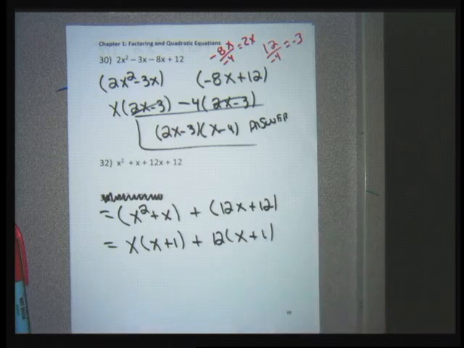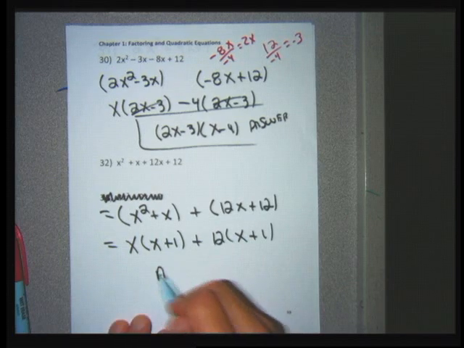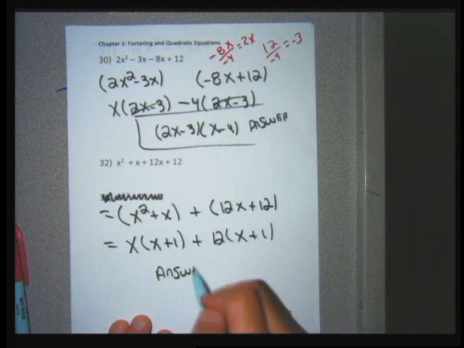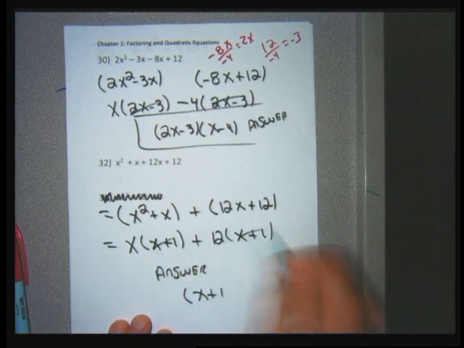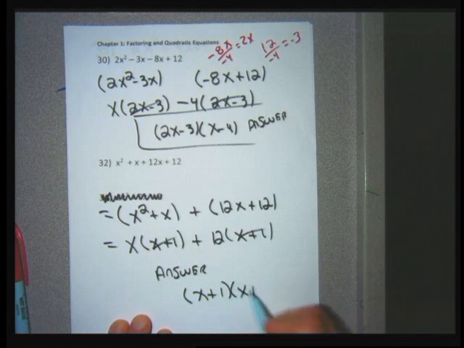Parentheses has to be the same. If it's not the same, either I've missed the common factor or I've factored wrong. Now, on either side, there's an x plus 1, so I'm going to factor out that x plus 1, and then I'll be left with an x plus 12.